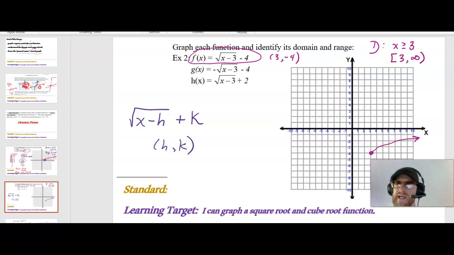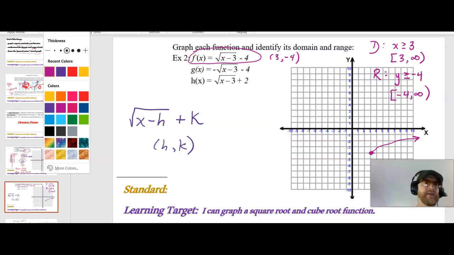Okay? And the range of the purple graph, how low does it go? It goes down to negative 4, but then it goes up forever. So from negative 4 up to infinity. So the range is all y values greater than or equal to negative 4, or negative 4 to infinity. Okay? So that is F.